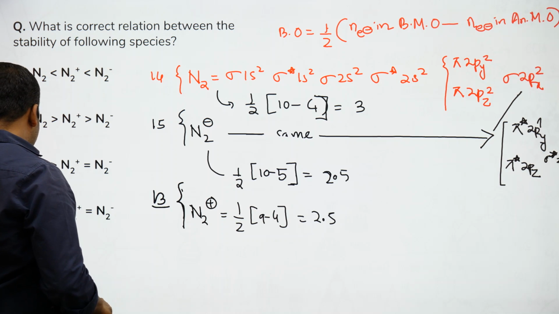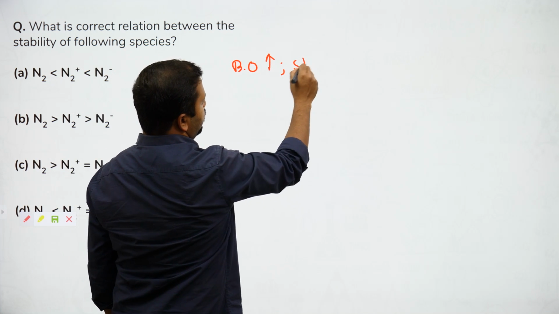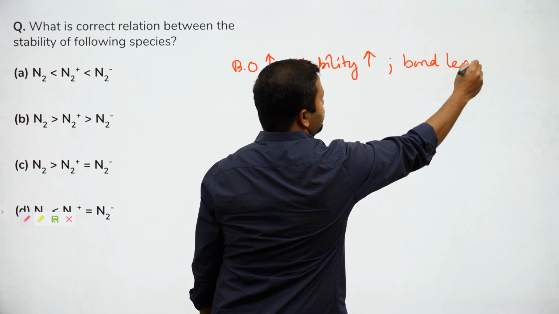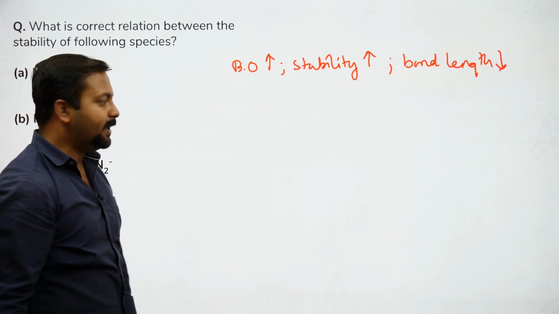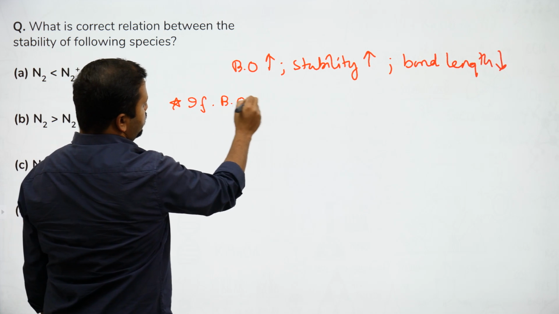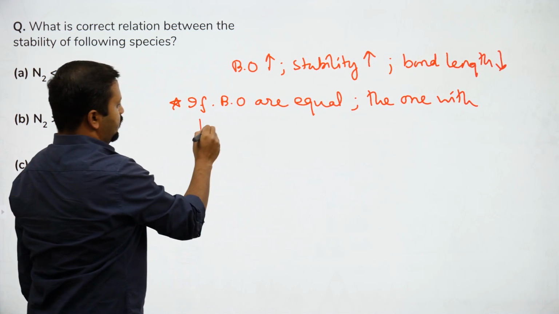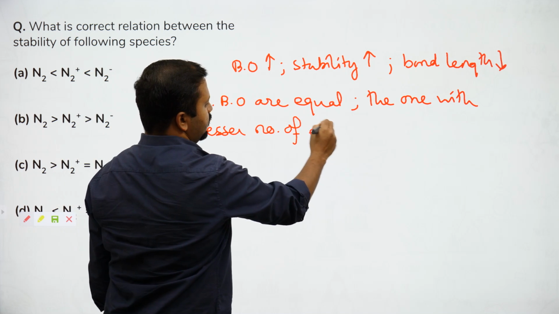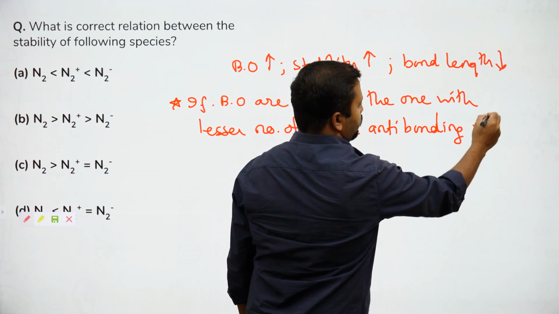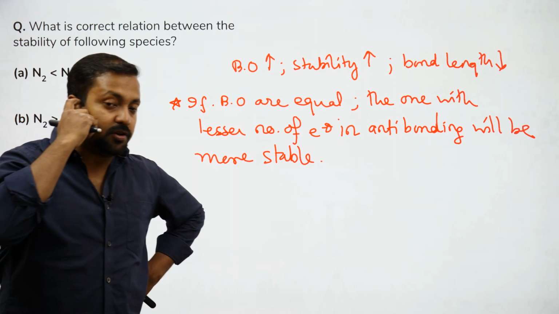Now you must have read this rule that as bond order increases, stability increases, bond length decreases. Okay, but what if the bond orders are equal? So remember this. If bond orders are equal, the one with the lesser number of electrons in anti-bonding will be more stable. Remember this. Lesser number of electrons in anti-bonding will be more stable.